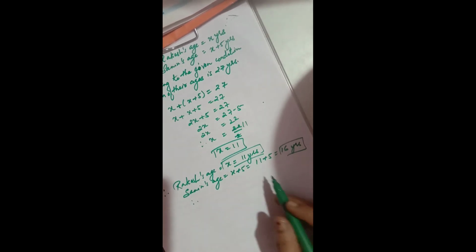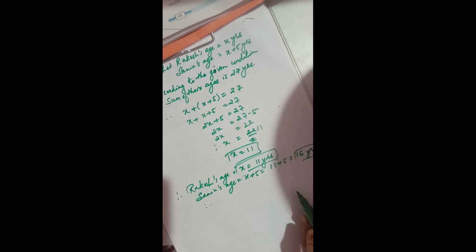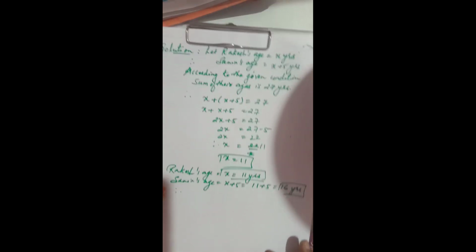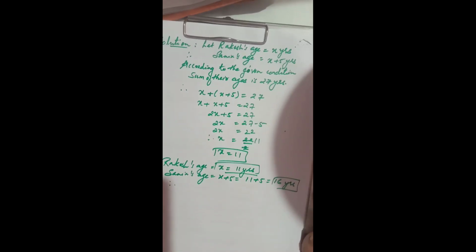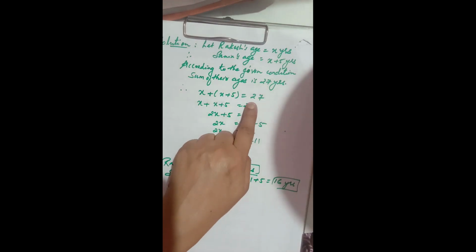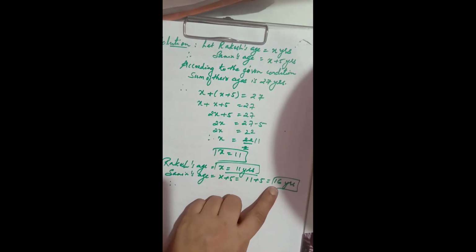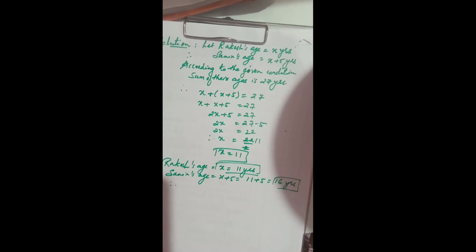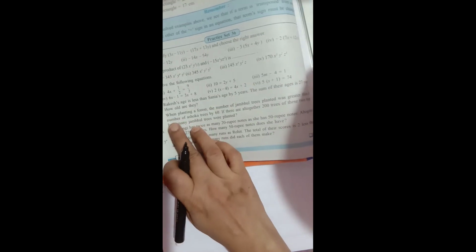Now see children, if you want to check whether your answer is correct or not, add 11 plus 16, both their ages. Their total is what? 27. So if you add Rakesh and Sania's age, 11 plus 16 is equal to 27. So this way your solution is correct.